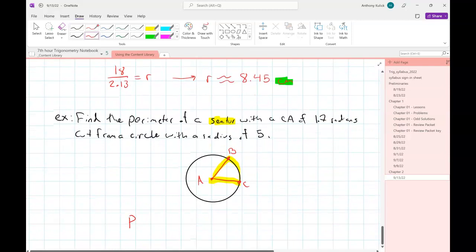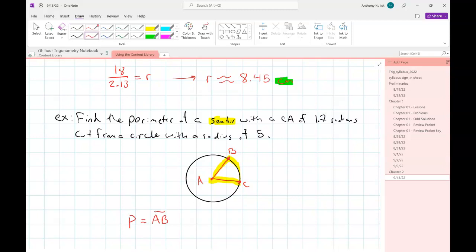So the perimeter for that sector is going to be the length for AB. Let's write it this way, I guess. Plus the length for AC, plus the length for BC. Everybody agree with that? That that's what a perimeter is, just the distance around? Okay. How long is AB? Start there.